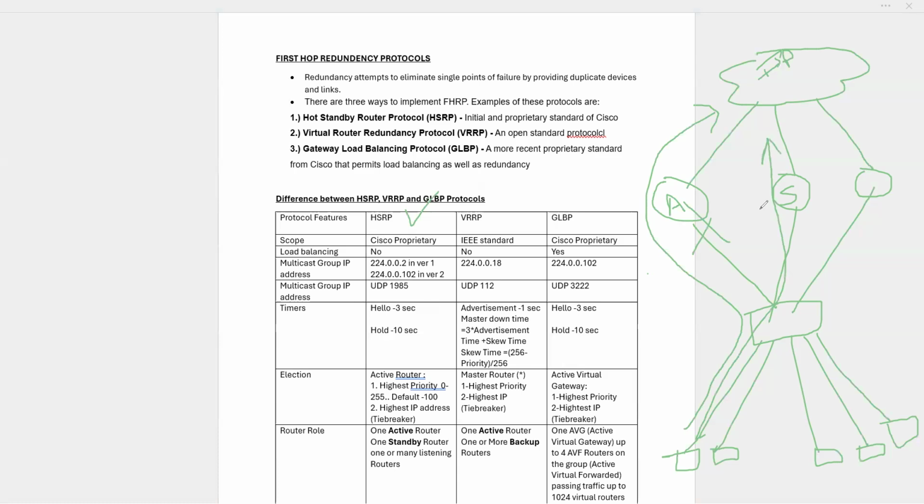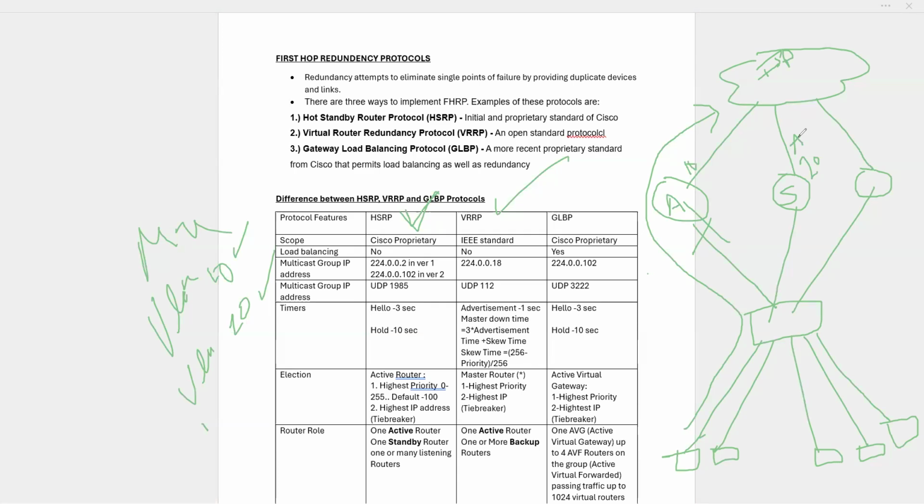Here we cannot achieve the load balancing. Even though we have some commands, if we have multiple VLANs, for VLAN 10 one router is active, and for VLAN 20 another router is active. If you want, you can achieve the load balancing in these cases also, but by default, load balancing is not performed.